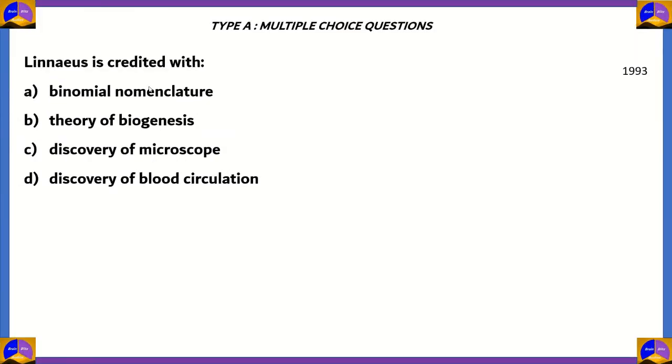Let's look at this question. Linnaeus, Carolus Linnaeus, is credited with binomial nomenclature, theory of biogenesis, discovery of the microscope, discovery of blood circulation. Now, let's look at the following options. Option D is discovery of blood circulation, and it has been generally attributed to William Harvey. So option D is incorrect.